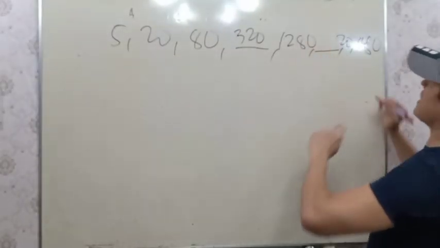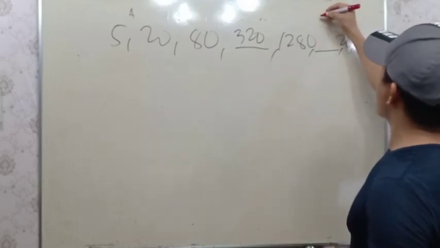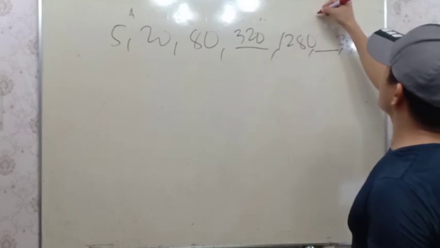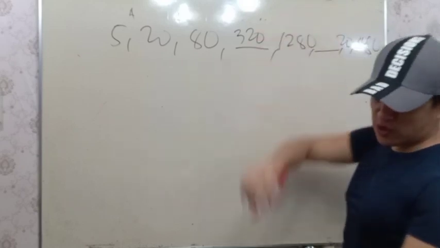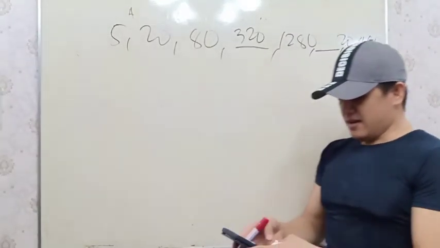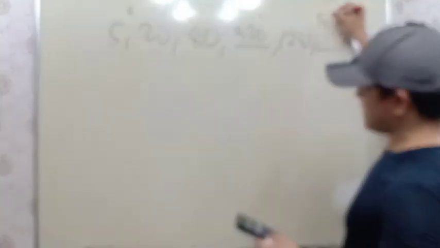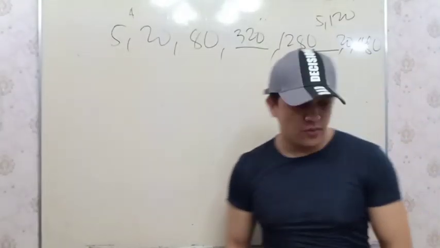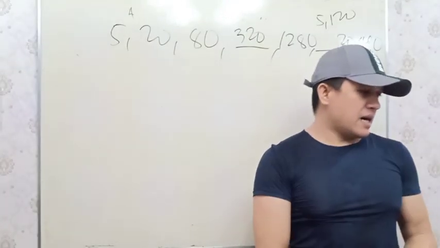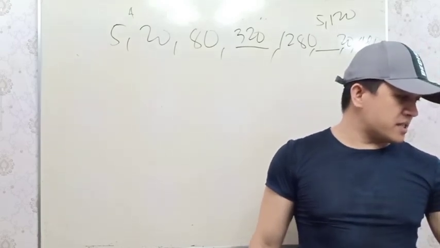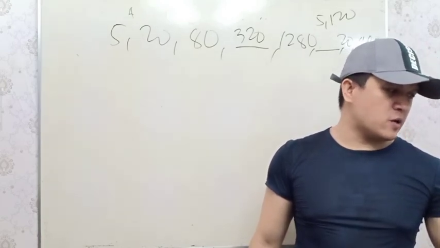1,280 times 4 is 5,120. There you go, 5,120. The choices, 320 and 5,120. There you go, letter D.